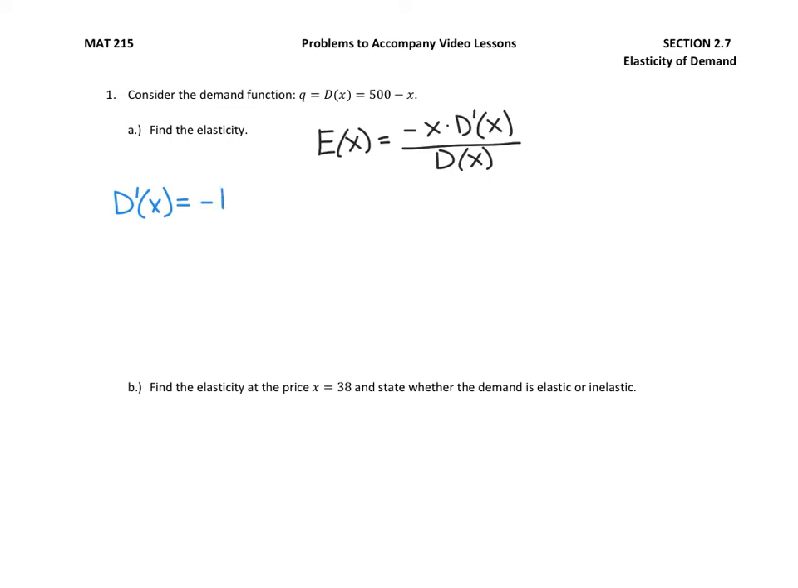Now plugging everything into the elasticity function, we have E of x equal to negative x times the derivative, which was negative 1, all divided by the demand function, which is 500 minus x. Now when we simplify this, we have x divided by 500 minus x.